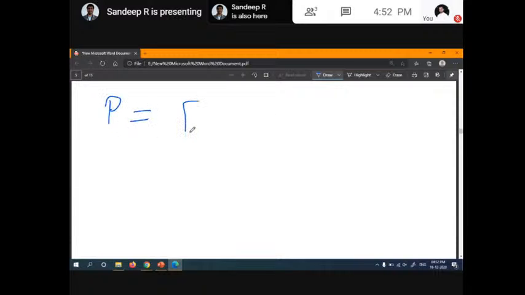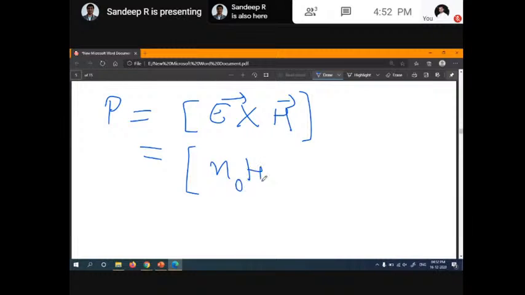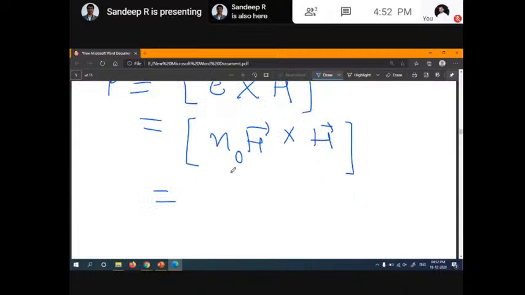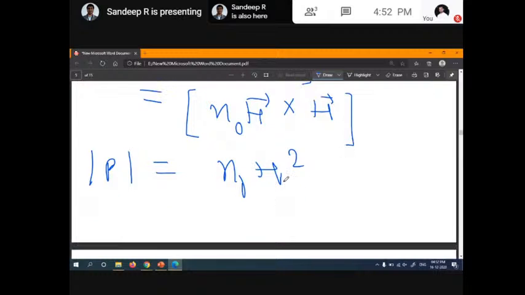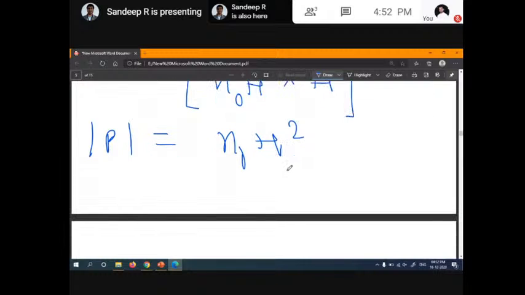Power is given by the expression vector E cross vector H. So you can substitute for vector E, which is eta naught into vector H. When I take only the magnitude of this power, I can write the expression as eta naught H square, where H is the magnitude of vector H. So eta naught into H square you will get, the square of the magnitude of vector H.